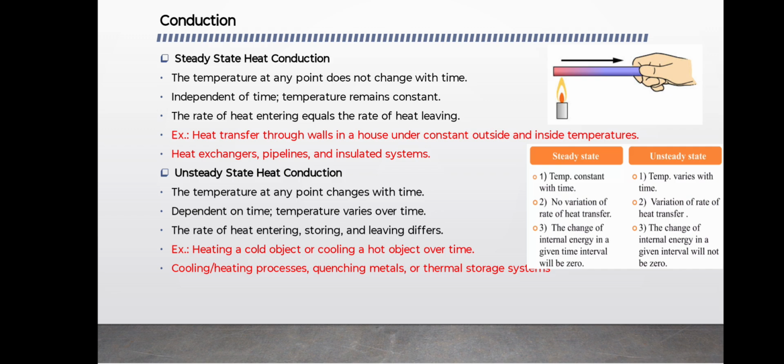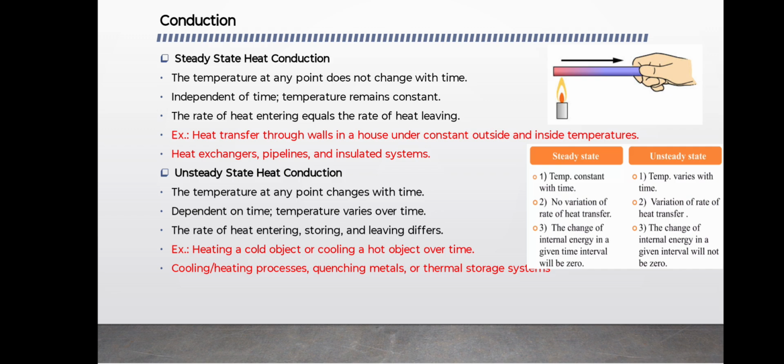For example, steady state heat conduction is heat transfer through the walls of a house under constant outside and inside temperatures, and heat exchangers and various insulated thermal systems are a few more examples. Whereas unsteady state heat conduction is heating a cold object or cooling a hot object over time. Here the temperature varies with time. A quenching process, sudden cooling or sudden heating, is a best example of unsteady state heat conduction.